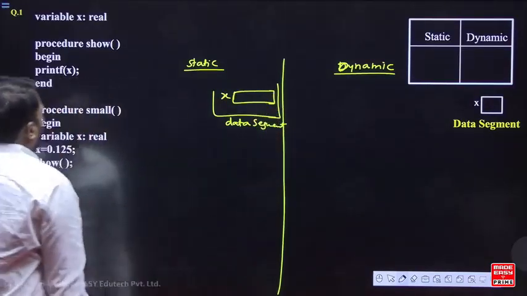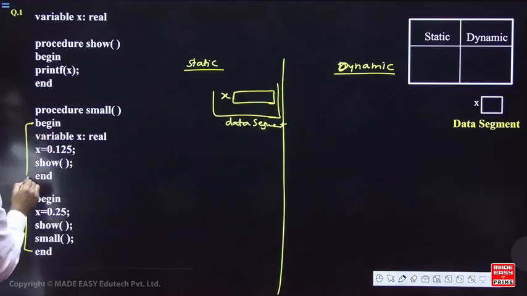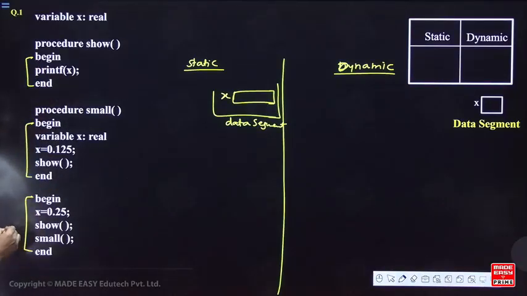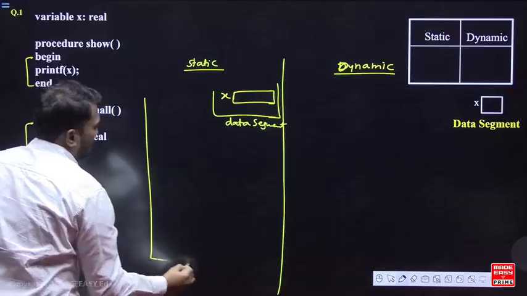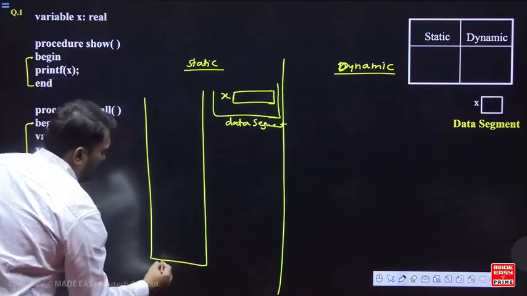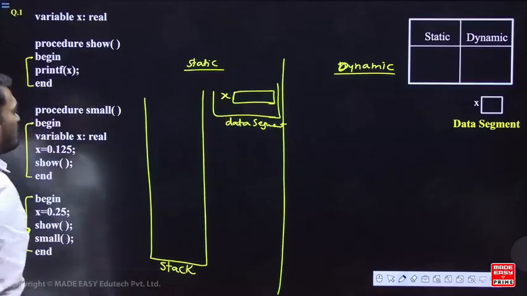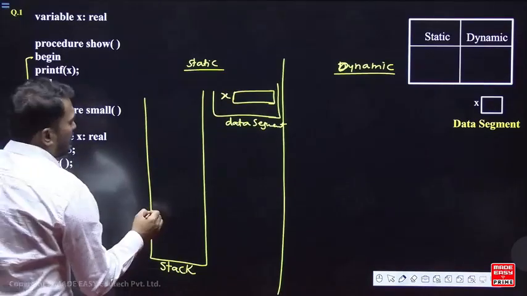Okay, fine. Now I am executing the program. From where do you have to execute the program? From here. This is the procedure small, this is the procedure show, and this is the procedure main. Now let us execute the program. In the stack, the first main function will be pushed into the stack.